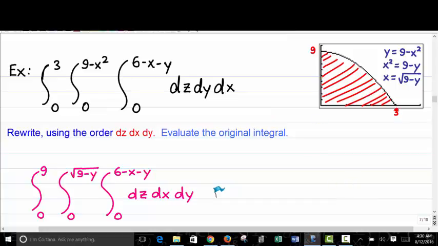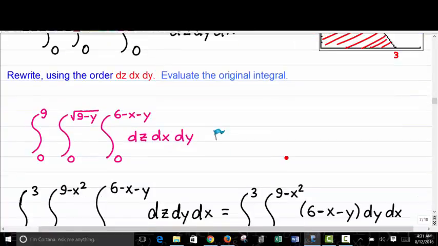So that's 9 minus x squared. So if you solve for x in terms of y, you get the square root of 9 minus y. So from left to right, we're going from 0 to the square root of 9 minus y. Lower to upper, we're going from 0 to 9.